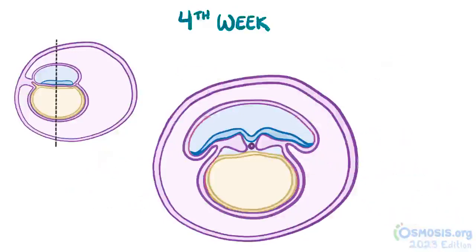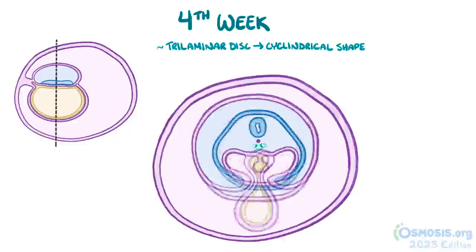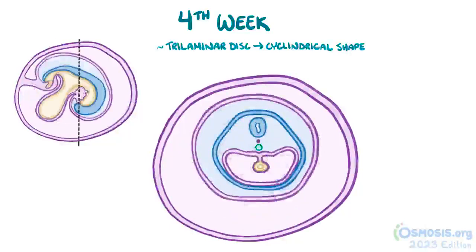During the fourth week of development, the embryo undergoes structural changes, transitioning from a trilaminar disc into a more cylindrical shape. The combined visceral mesoderm and endoderm layer, which lines the yolk sac, folds rostrally and caudally, which creates a primitive gut tube out of the yolk sac, and leaves the remainder of the yolk sac in the middle section of the gut.